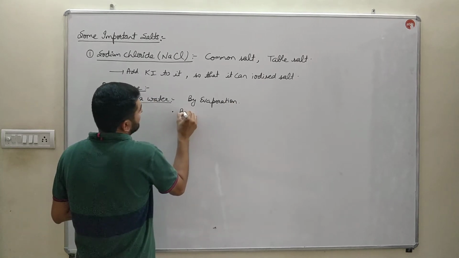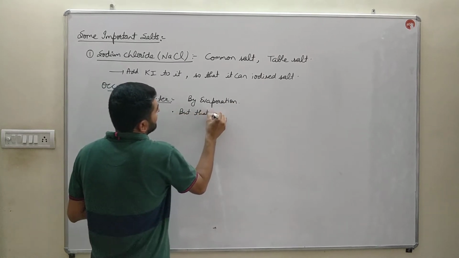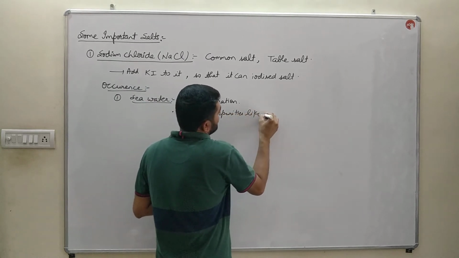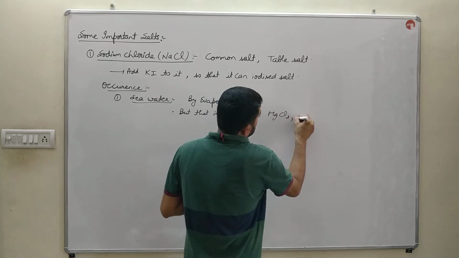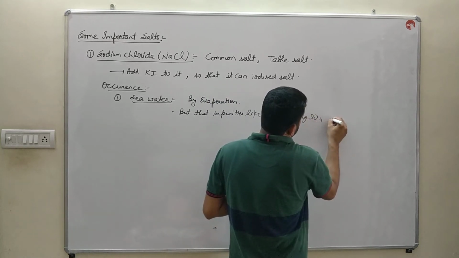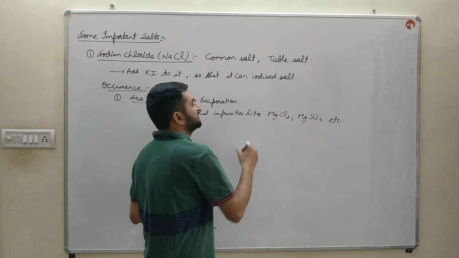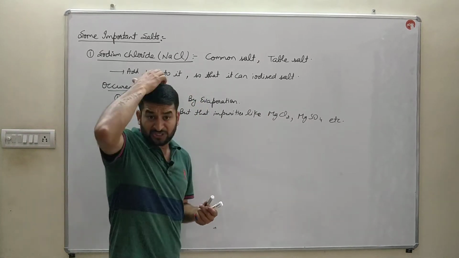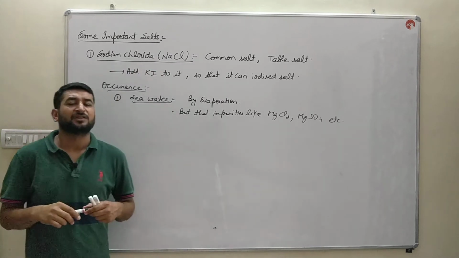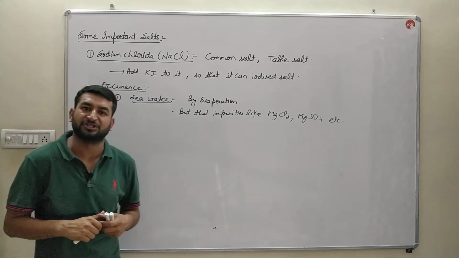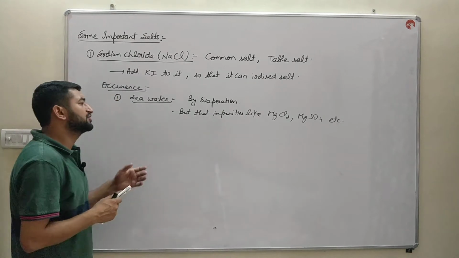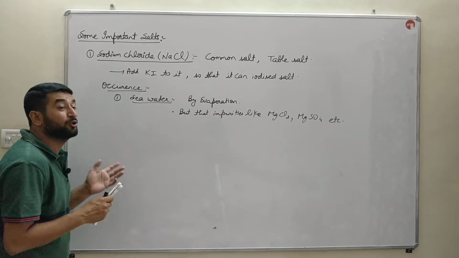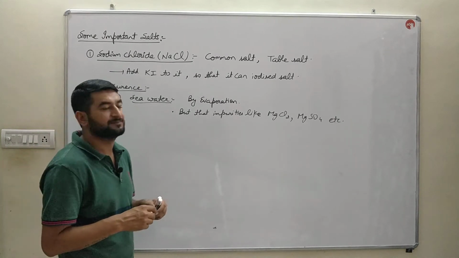But that contains impurities like magnesium chloride, magnesium sulfate, etc. Calcium chloride and calcium sulfate, etc. These are the impurities which we get from the seawater, when we get the salt from the evaporation of seawater. But then we use several methods to separate those impurities, and those methods occur in the various industries.